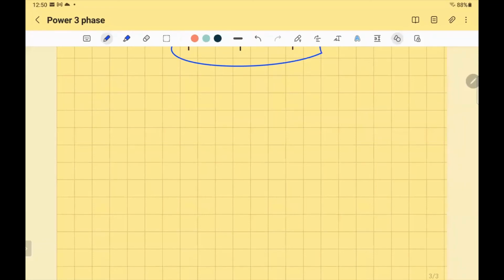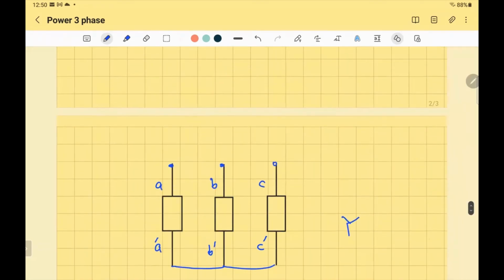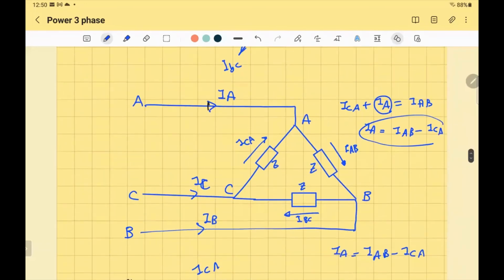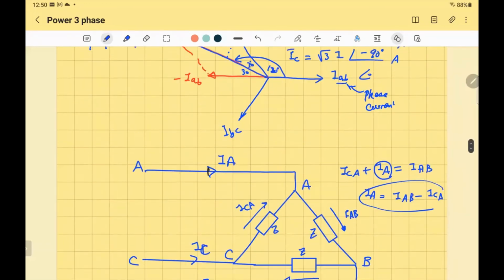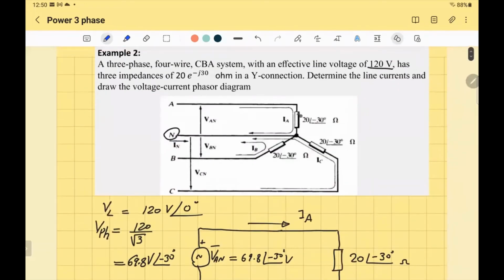All impedances are equal, all voltage magnitudes are equal, shifted by 120. So I would like to use one equivalent phase. But what about delta? You cannot just take delta and say, I'm going to take this phase. It was easy for Y because the phases are separated by the neutral. You don't have a neutral for delta. You cannot take it. And there is a way, but it's a hard way.